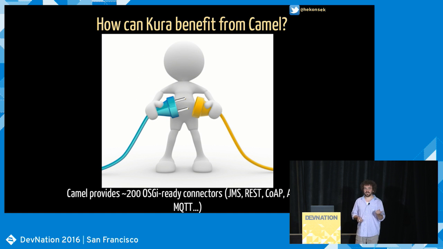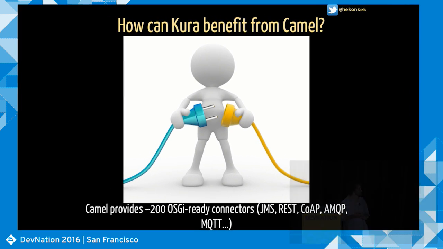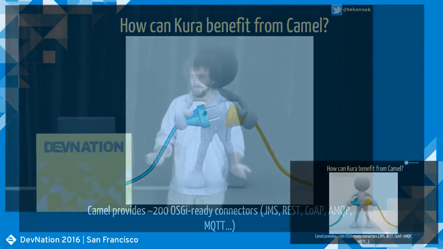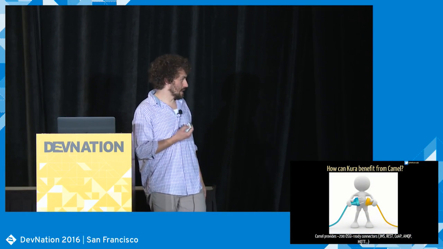And there's another question that many people ask me: why, guys, did you decide to put Camel into those IoT gateways? What is the benefit of that? Because people were using Kura without Camel for many years, and they were happy with that. So, what is the value added by Camel here?